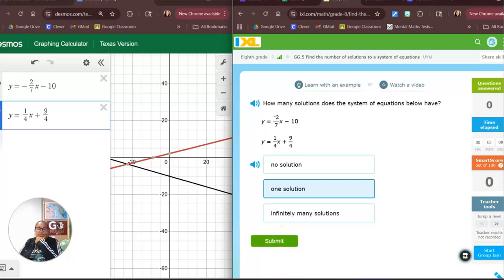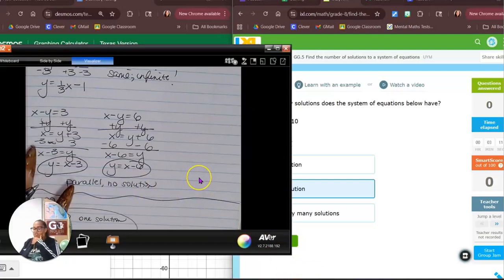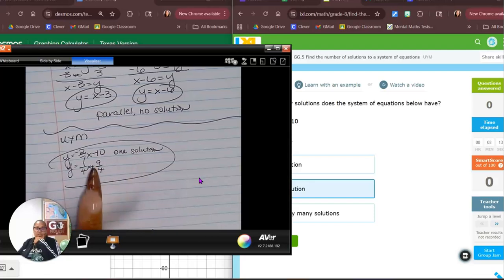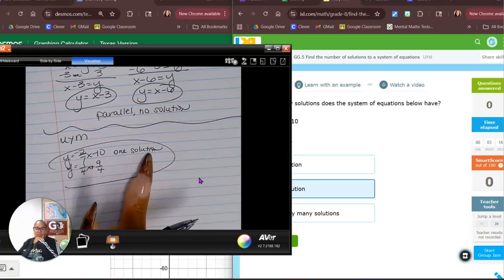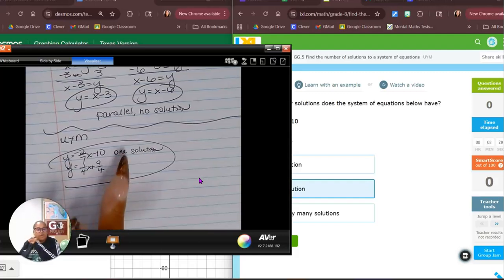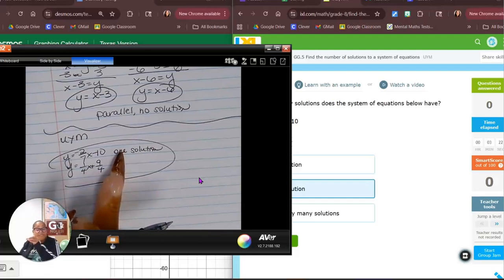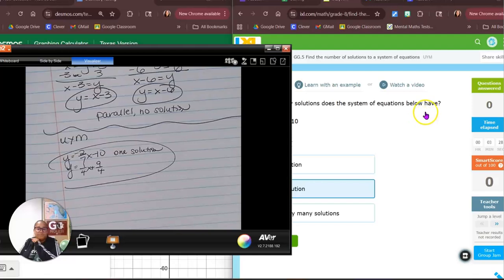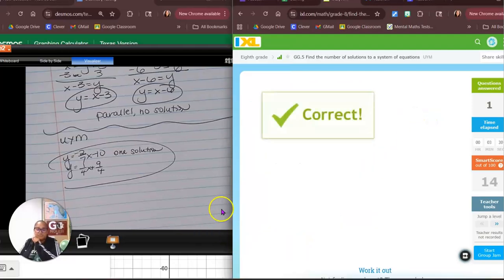I click submit. Now in order to show my work for this, I just write down those two equations and I show that there's one solution. And when I check your work, I can see that these don't have the same slope, so I will know that one solution will match. If they have the same slope, then there will be no solutions, and if they have the same slope and the same y-intercept, then there will be, excuse me, infinitely many solutions.